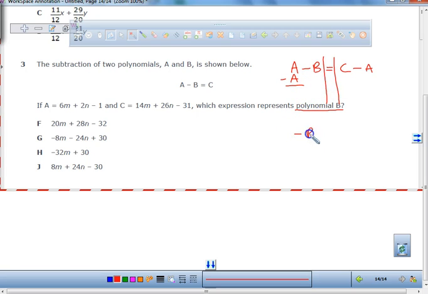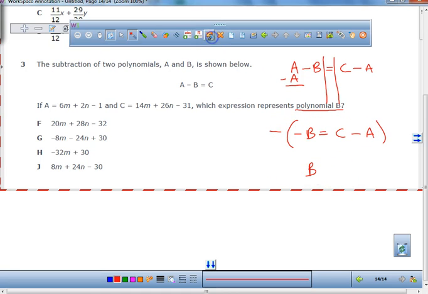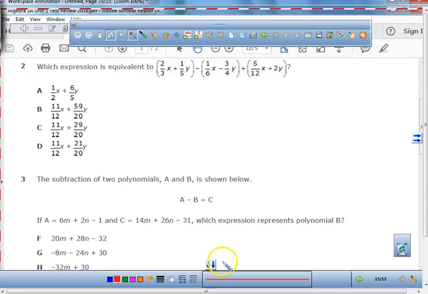What do you have left? Negative B equals what? C minus A. But I don't want to know what a negative B is equal to. I want to know what a positive B is. How can I go from a negative to a positive? Well, there's two different ways. You can either multiply everything by a negative or divide everything by a negative. So I'm just going to multiply every single number by a negative. Okay, so hold on. Let's just start over.